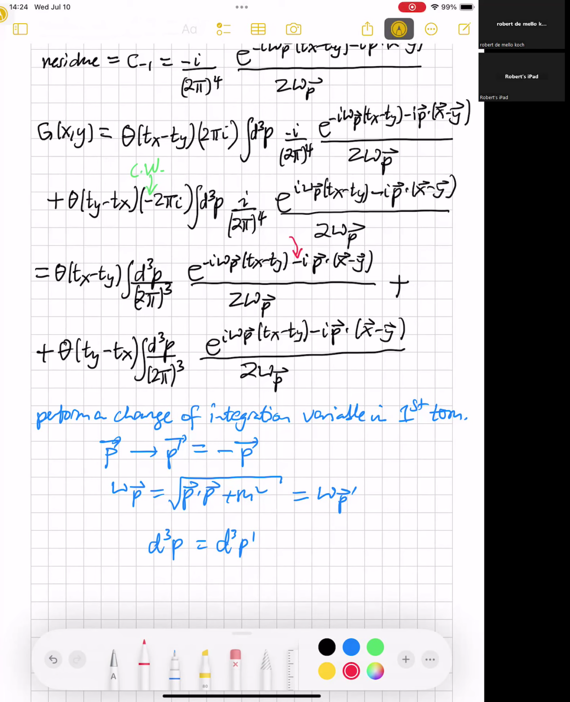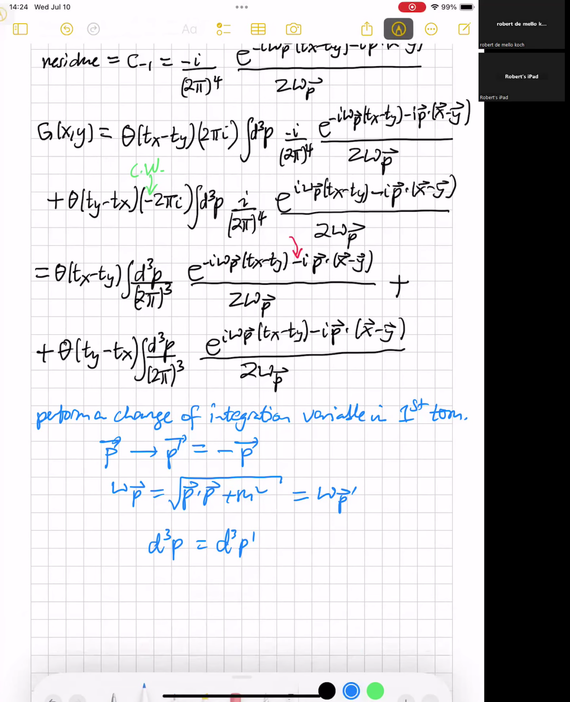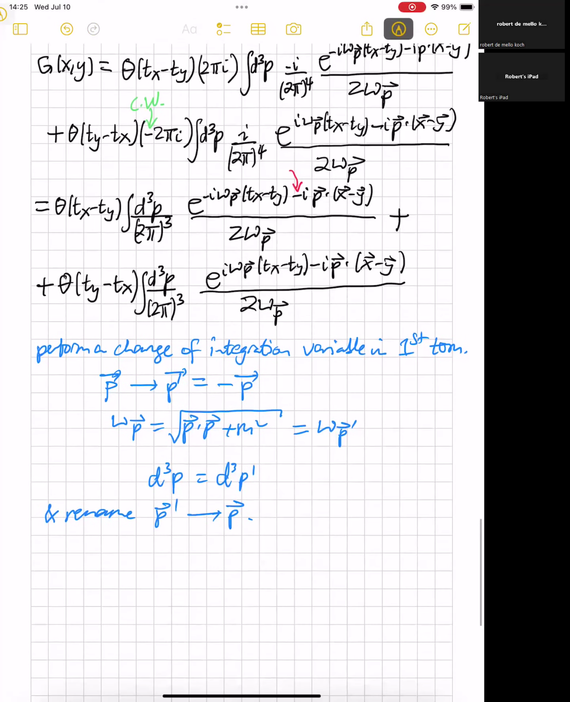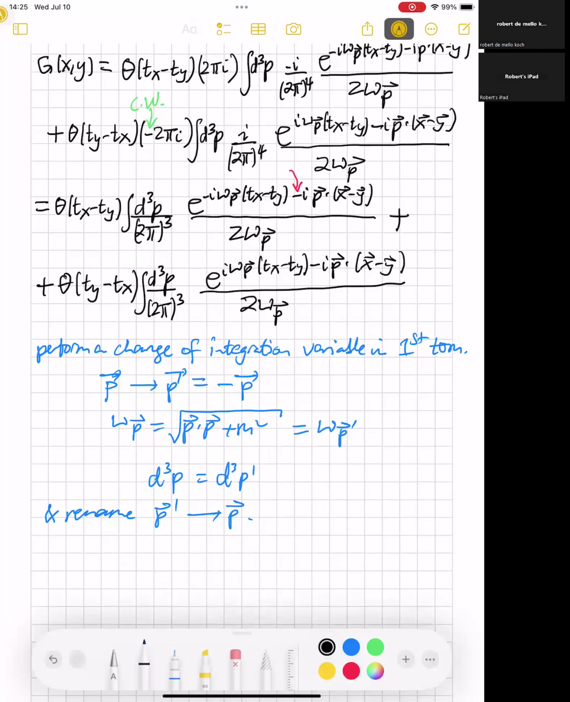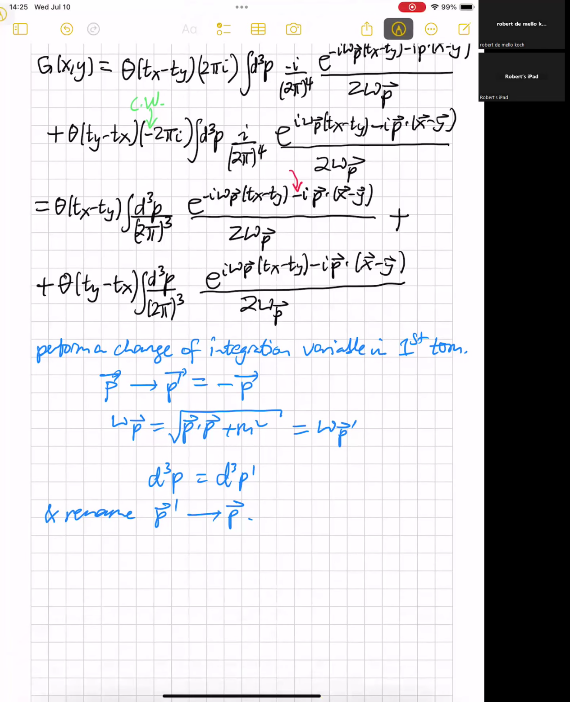Okay, so what are we going to do? Perform this change of variables, and once you've done it, rename p prime to p. Okay, so go ahead and do that. I think I've explained that pretty clearly. So I'm just going to write down the answer now for what we get. So what do we get?